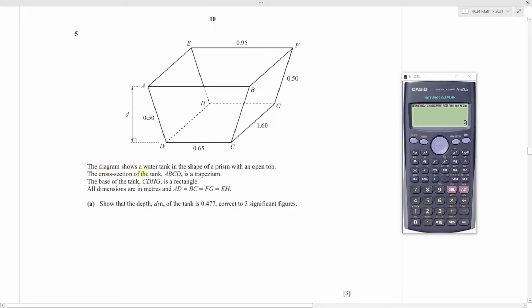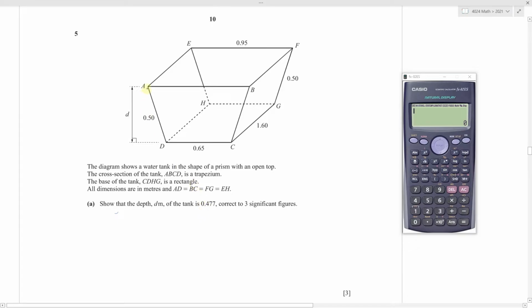Question number 5. The diagram shows a water tank in the shape of a prism with an open top. The cross section of the tank ABCD is a trapezium. The base of the tank is a rectangle. All dimensions are in meters. AD equals BC equals FG equals GH. Show that the depth d meter of the tank is 0.477, correct to 3 significant figures. So this is your depth that you have to show is equal to 0.477.